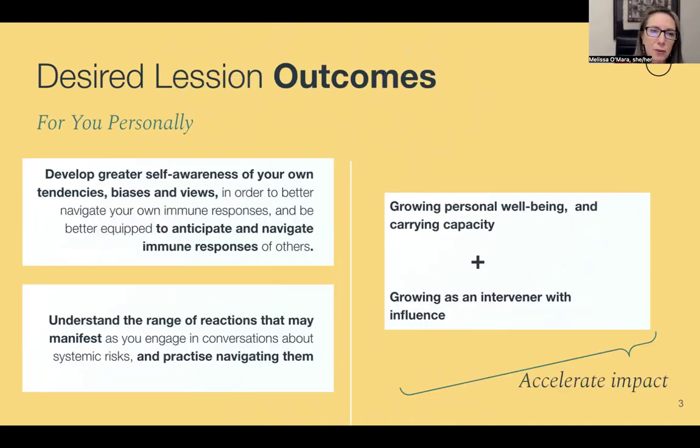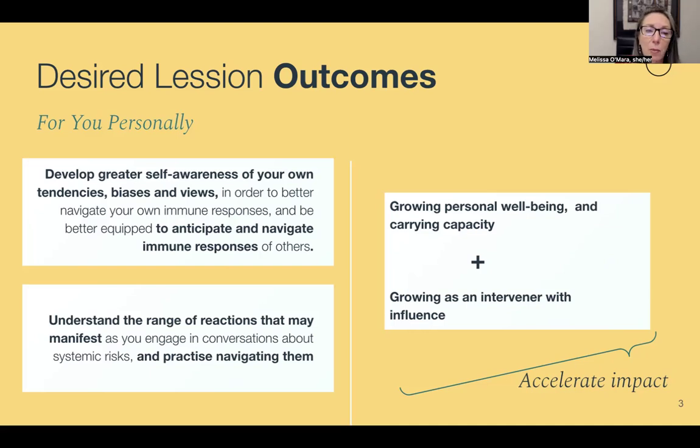Specifically for this lesson, for you personally, we will be working towards creating greater self-awareness of your own tendencies, biases, and views in order to better navigate your own personal response to threats and be better equipped to anticipate and navigate the immune response in others.